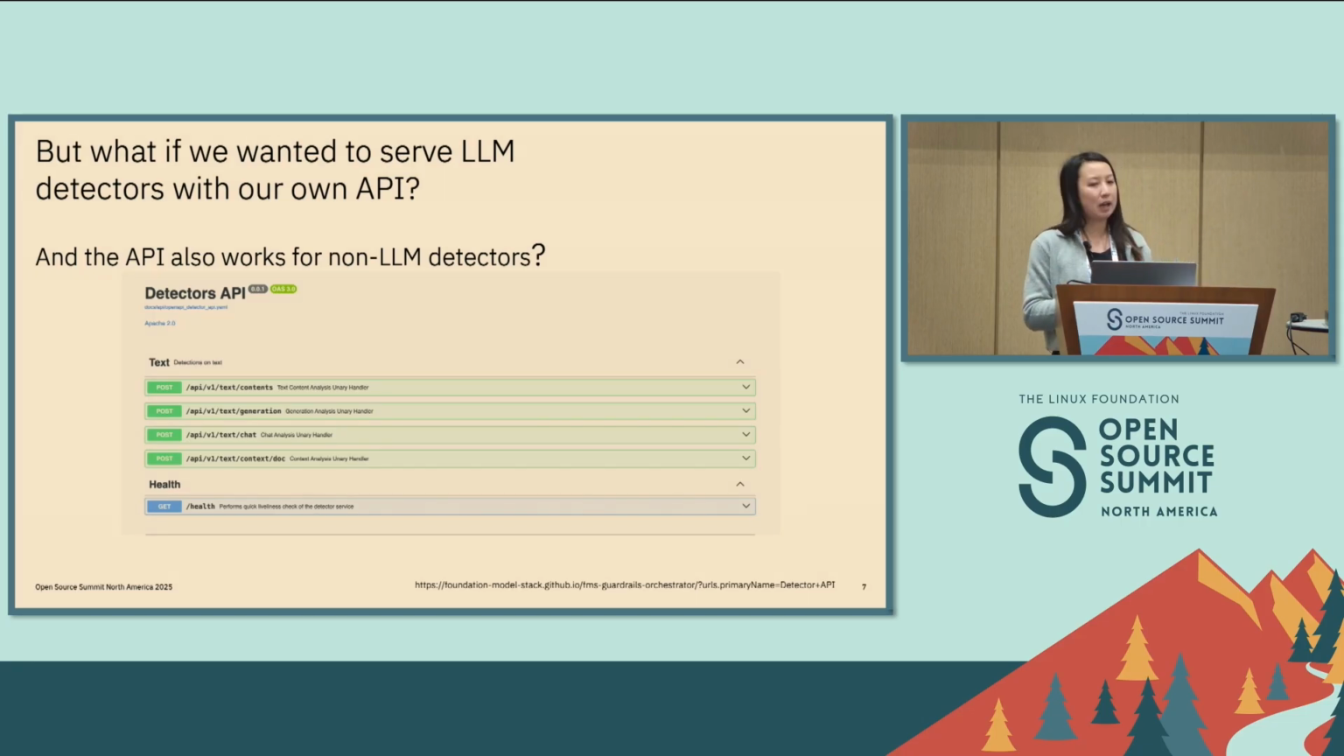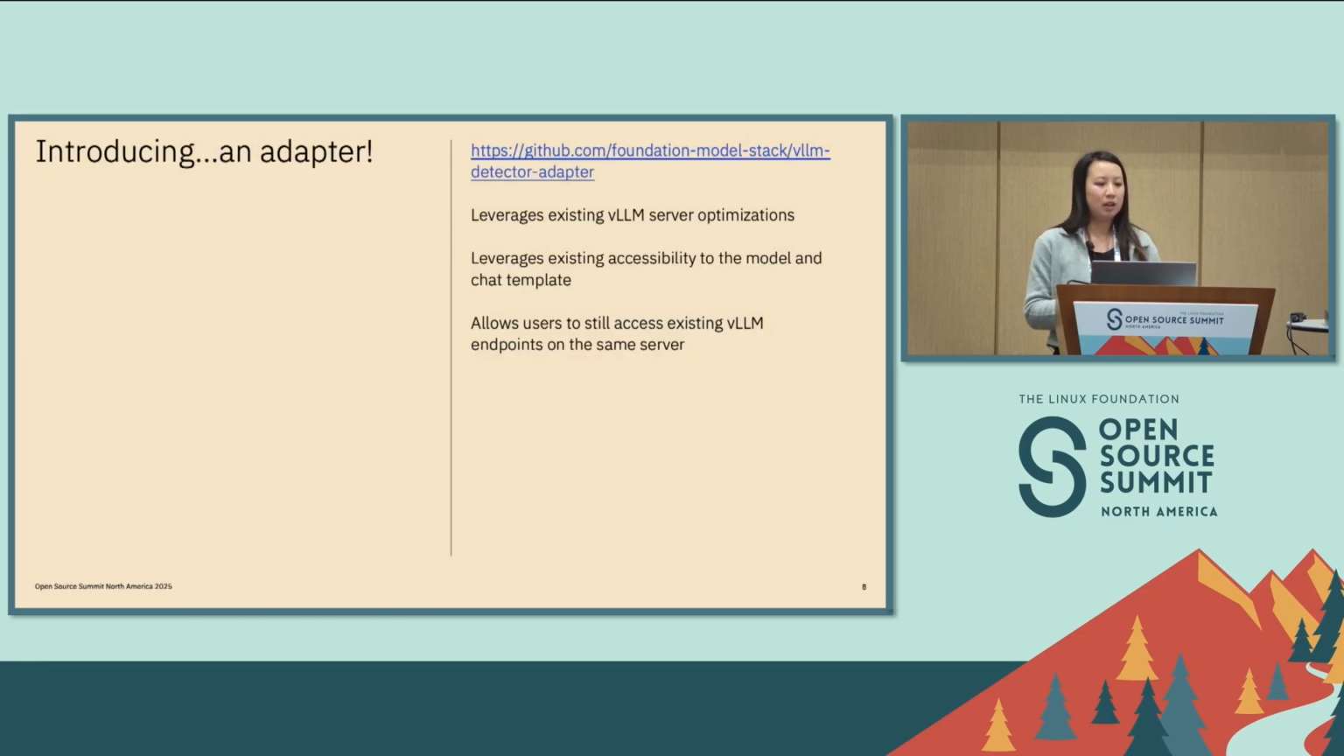And then there would be one API for all these different detectors, whether or not they're implemented as LLMs under the hood. To do this, we used an adapter. We proposed a vLLM detector adapter, which can leverage existing vLLM server capabilities. It's built on top of the vLLM server and has access to the model and the chat template.